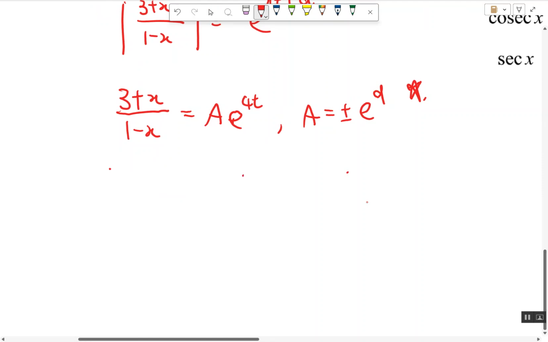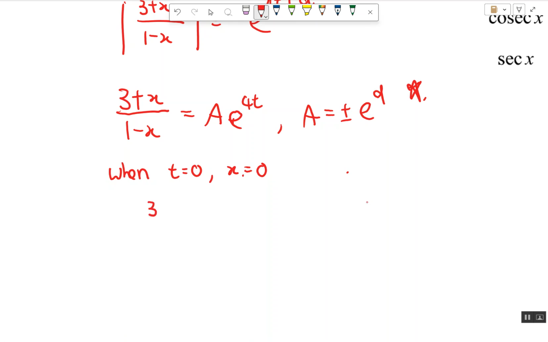But before that, they say that the tank is initially empty. When t equals 0, my x is equal to 0. The amount of petrol, the liquid fuel in the tank is 0. So 3 over 1 is equal to a e to the power 0. A is equal to 3.